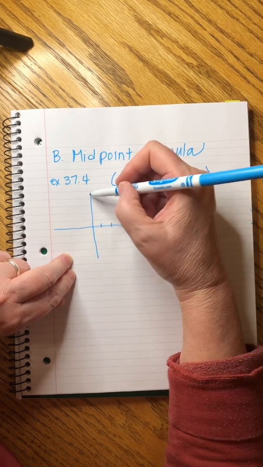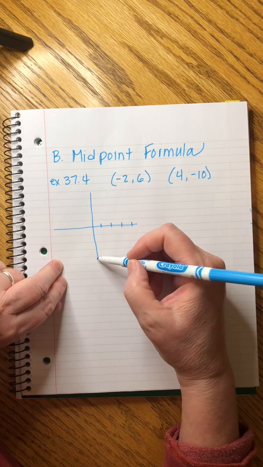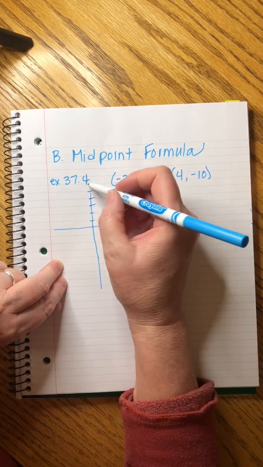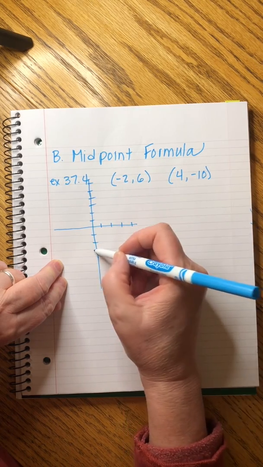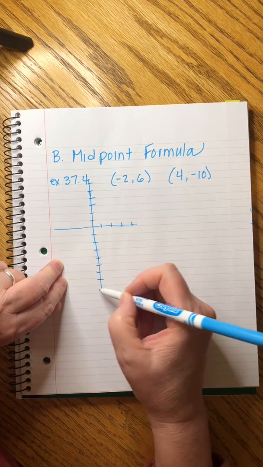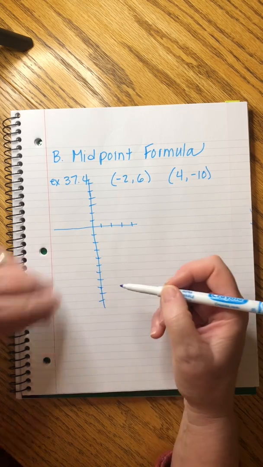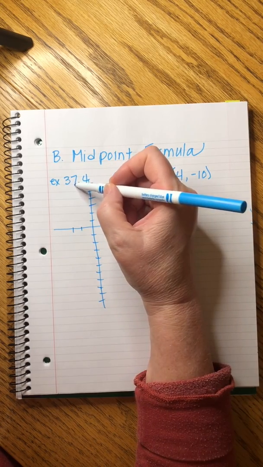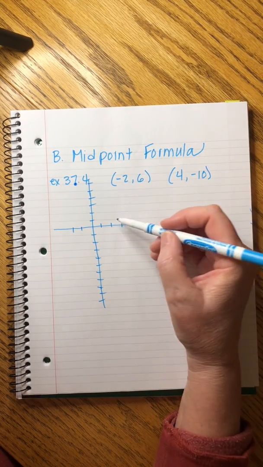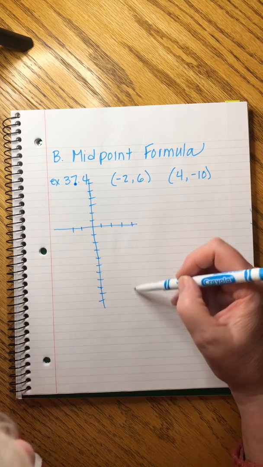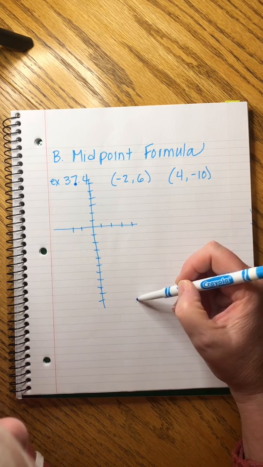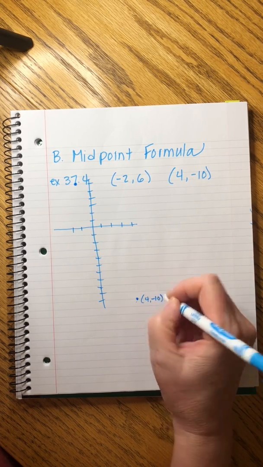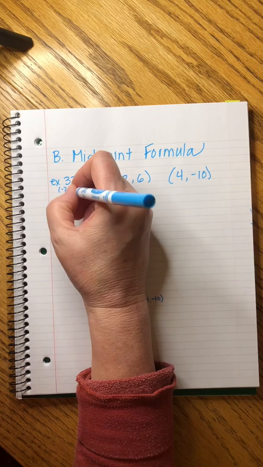These points are kind of extreme. 1, 2, 3, 4, 5, 6. And 1, 2, 3, 4, 5, 6, 7, 8, 9, 10. All right, well, that's fine. Okay, -2, +6, and 4, -10, way down here. That is not the straightest graph in the world, but it'll do the job. Okay, so this is (4, -10), and this is (-2, 6).